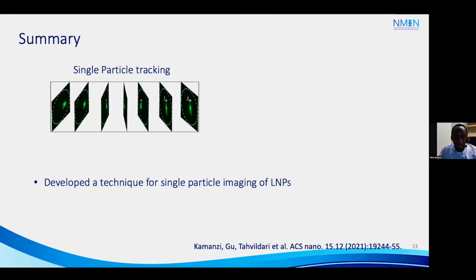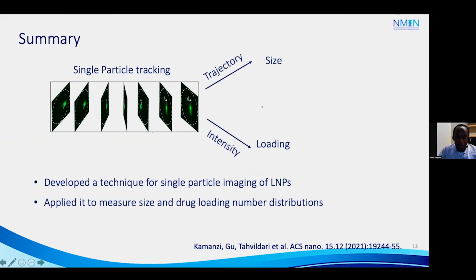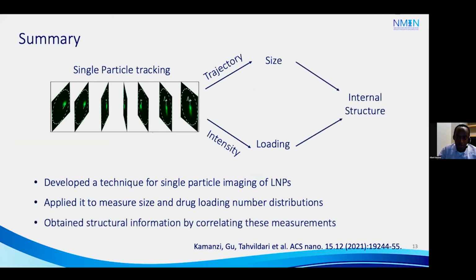I would like to end by summarizing the results. In these measurements, we basically developed a technique for single particle imaging of lipid nanoparticles. We apply this technique to measure size and loading of these nanoparticles. And from the resulting distributions, by correlating those results, we get structural information of these nanoparticles.